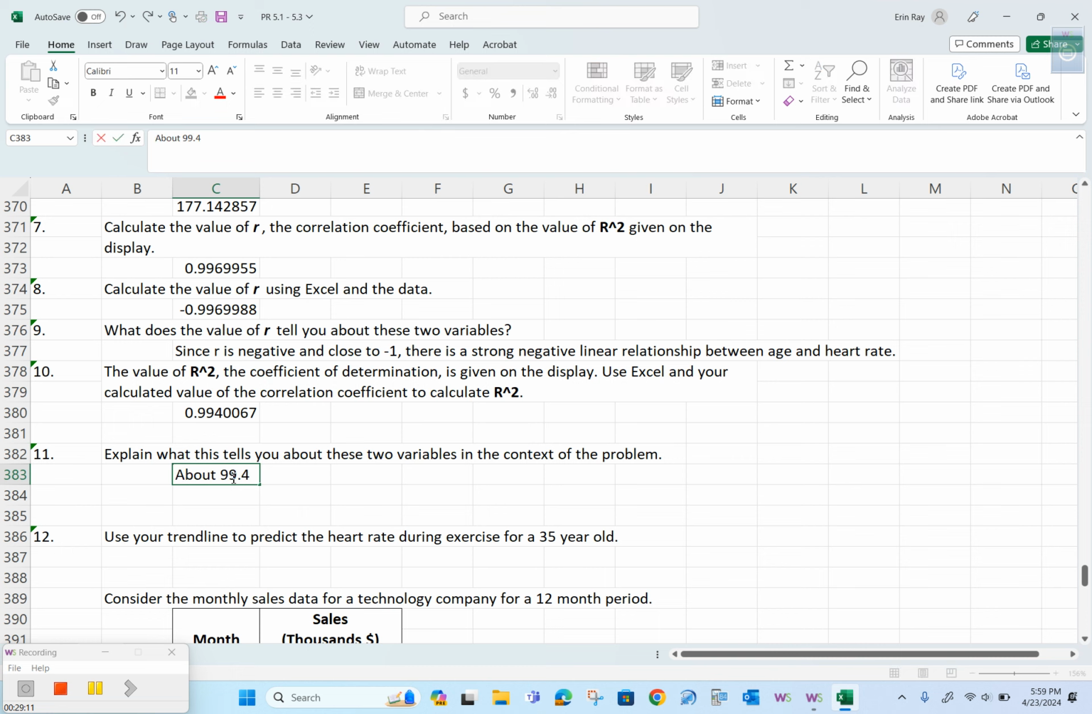99.4%, and I'll go back up and change that to a percent because I am going to require that of you, of the variation in Y, in context, so for us, heart rate, is explained or accounted for by the line of best fit. So just to show you, you can write either version in terms of order. Back up here, just hit the percent button for me, and we're good to go there.